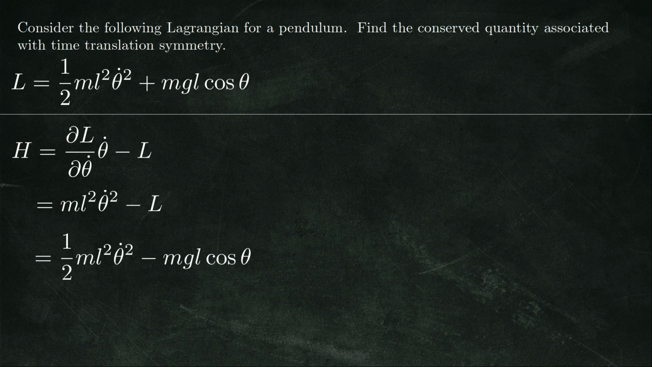And you see the first term here is kinetic energy, and the second term here is the gravitational potential energy. So if you look, the Lagrangian was kinetic minus potential, and so as you might expect, if we're looking at the total energy, we have kinetic plus potential.